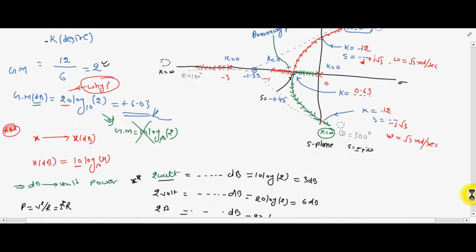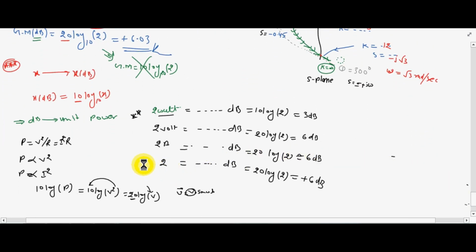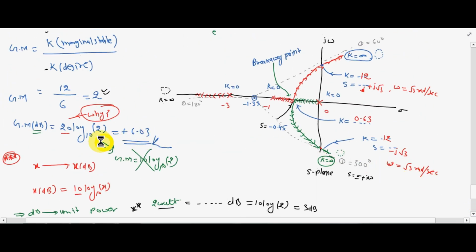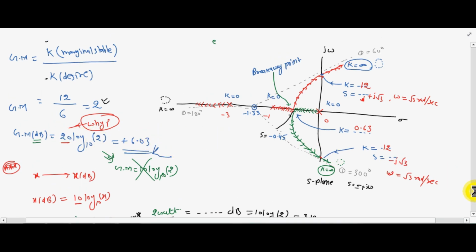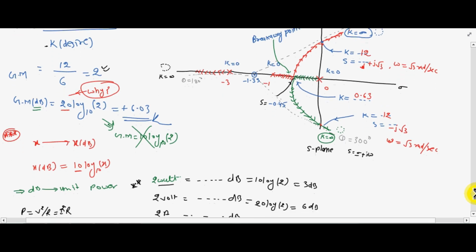Now if I have a unitless quantity and I want to convert it into dB, we have to take 20. If this is power, then we take 10. So we take 20 log 2, because this is a unitless quantity. It may be amplitude, voltage, or some other thing. So we take 20 log 2, and this becomes 6 dB. This question is solved. Our gain margin of the system is 6 dB.